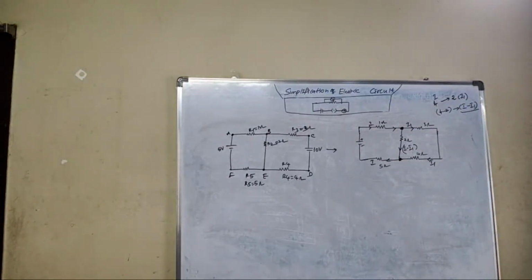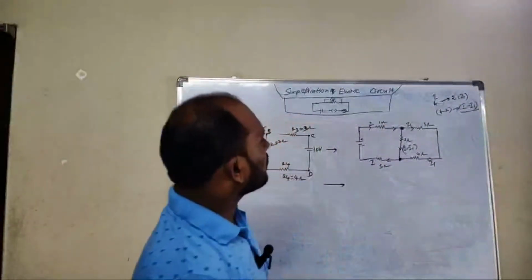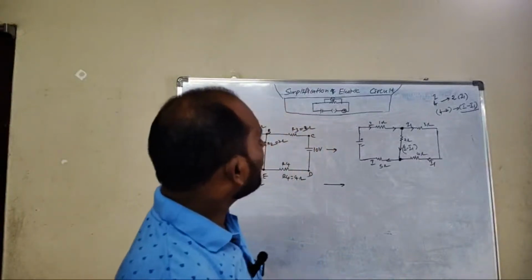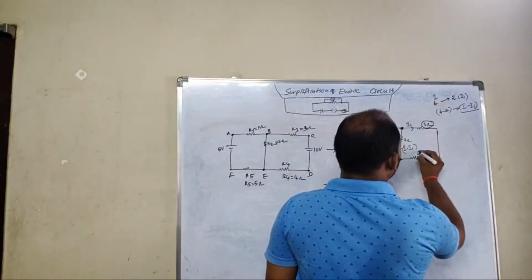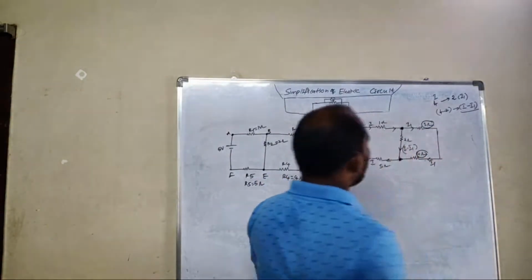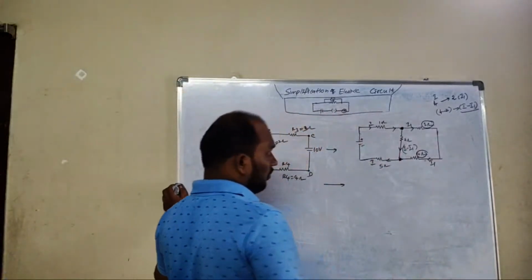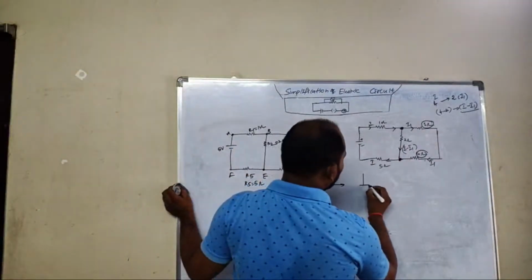Once the current division is over, our task is very simple, guys. So 1 ohm, 3 ohms, 4 ohms, 5 ohms. Now let's see 3 ohms and 4 ohms. What is the current? I1, I1 only. So what is the meaning of it, guys? It is in series.